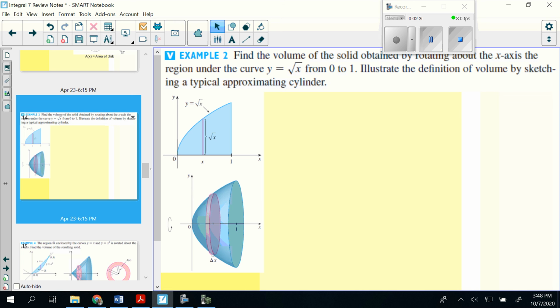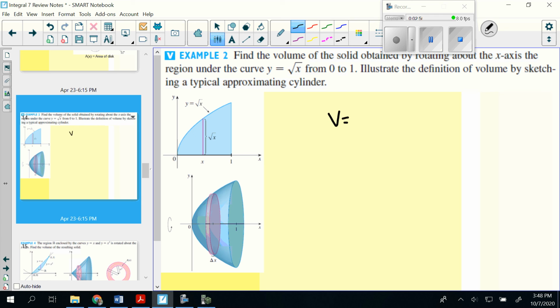So that's the equation that we want to use to find volume when we're rotating. So let's look at an example problem. Find the volume obtained by rotating about the x-axis the region under the curve of square root of x from 0 to 1. Illustrate the definition of volume by sketching it. Well, we've got the volume sketched out here, and we know what it's going to look like revolved. We've seen the pictures in the last few slides here.